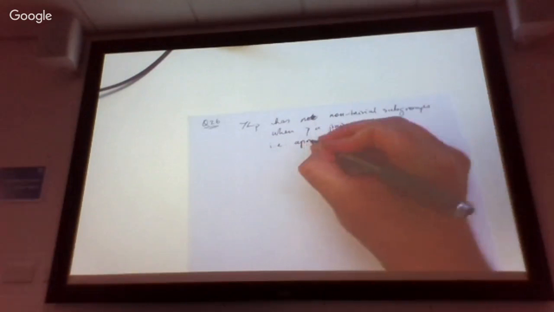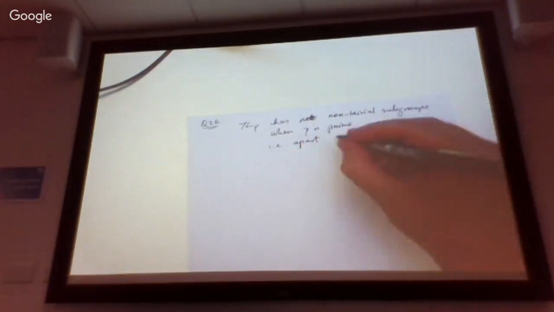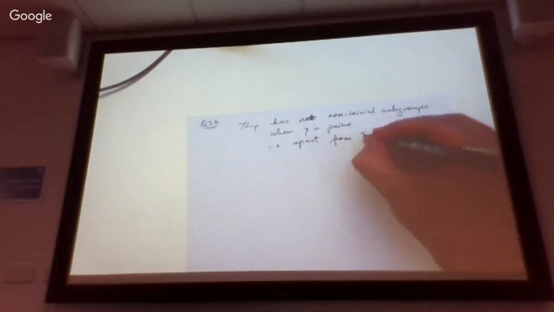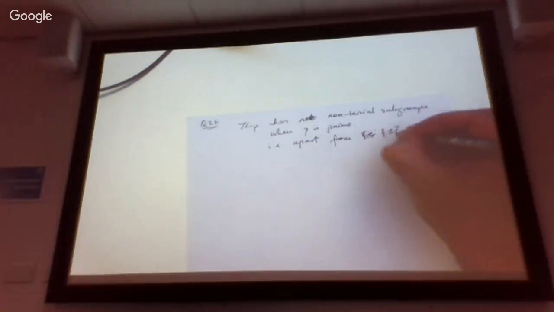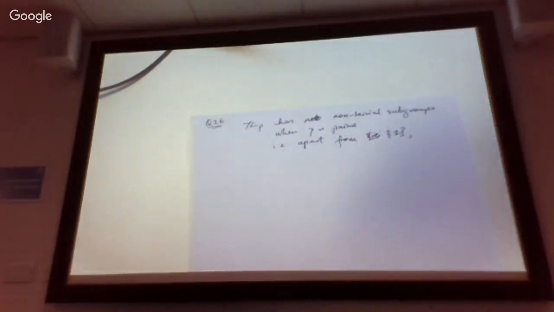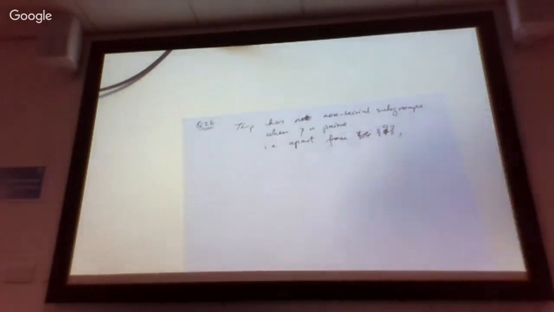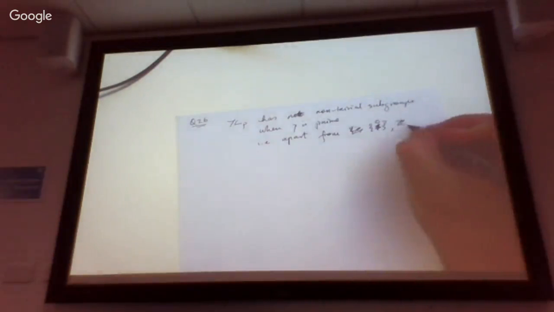So we're basically asking ourselves how many integers less than PQ are co-prime to PQ. Now you see, how can something fail to be co-prime to PQ? Only if it shares a non-trivial factor with PQ.